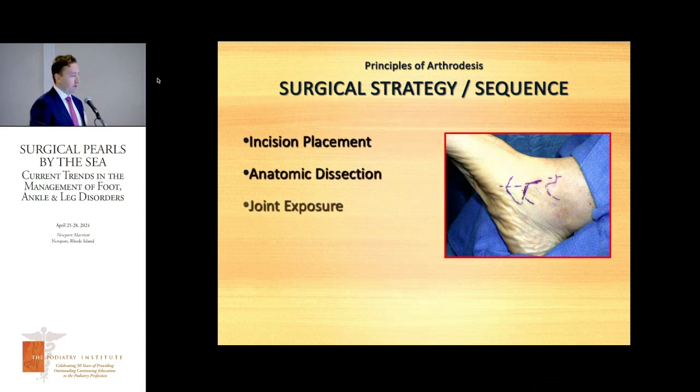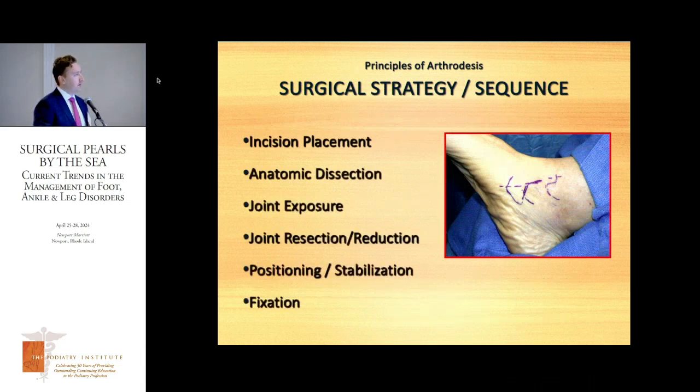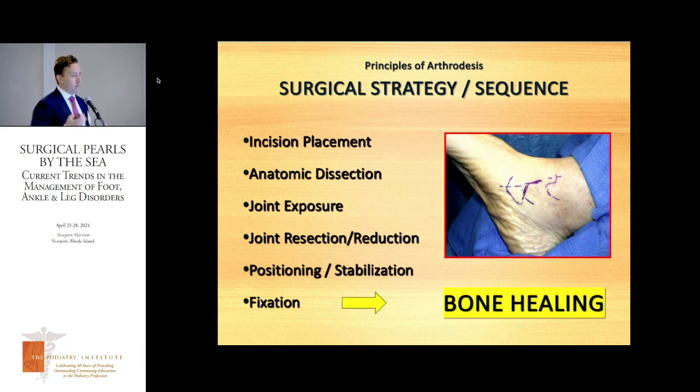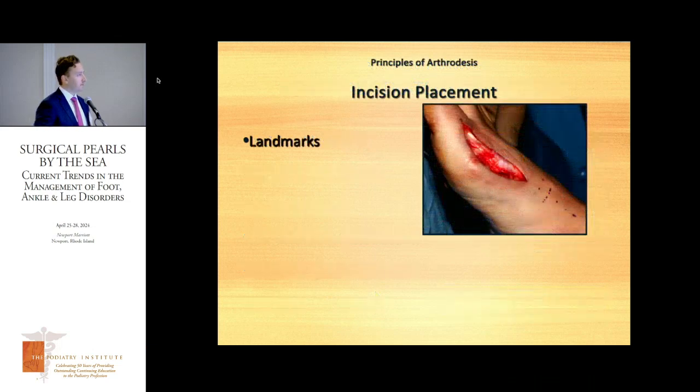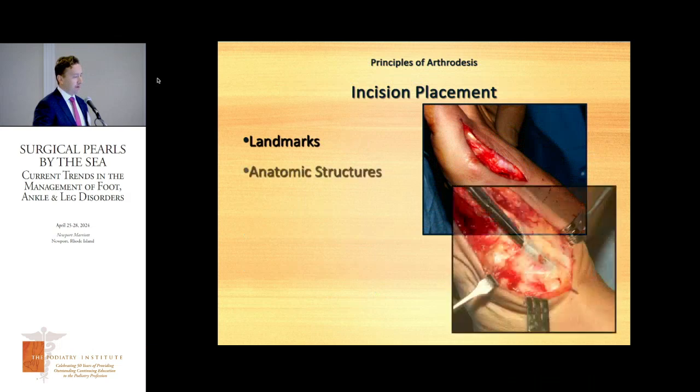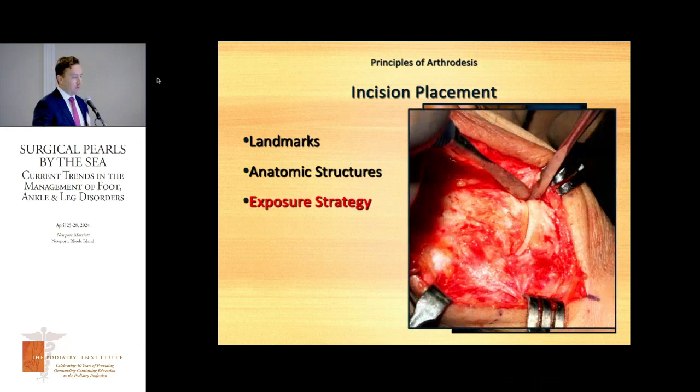Our strategy when it comes to arthrodesis: whatever procedure we're performing, incision placement is going to be important. Then anatomic dissection, joint exposure, resection, positioning, and fixation. We'll go through every one of these in order. But our main goal with our fixation and with arthrodesis is to promote bone healing across that joint. So landmarks are important for exposure of the joint that you are resecting, as well as for adequate placement of your fixation, and then also for closure and for optimizing healing.